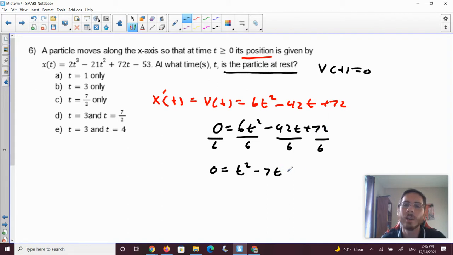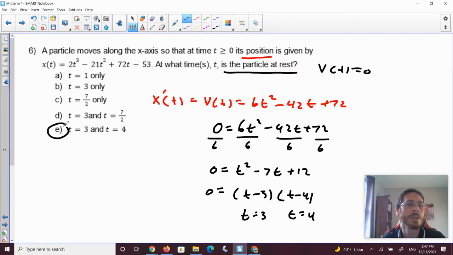So 72 divided by 6 is going to be 12. Because now we can factor this. This will factor into t minus 3, t minus 4. So we know that t equals 3 and t equals 4 in order for this to be true. So we can go ahead and pick E, and E is the right choice on this one. So very nice job. This one was pretty creative.